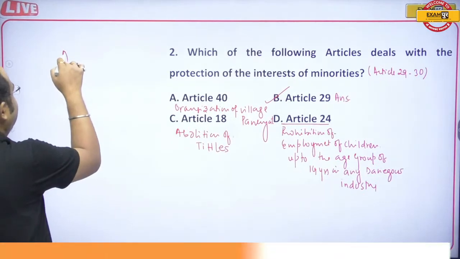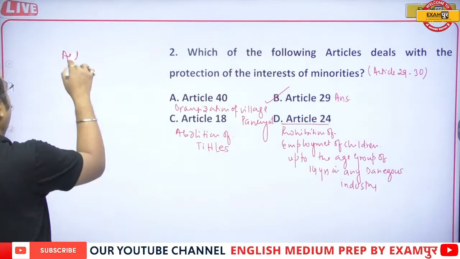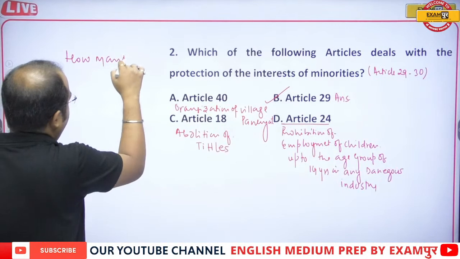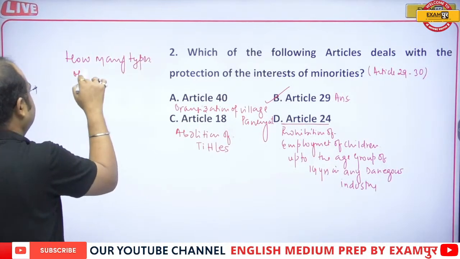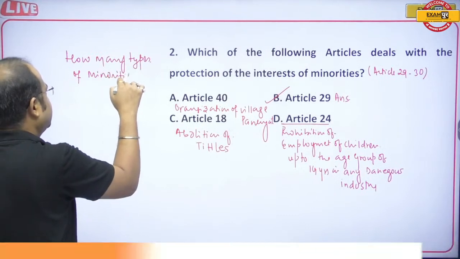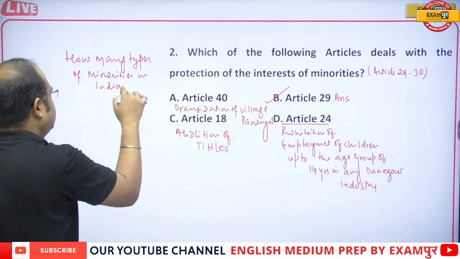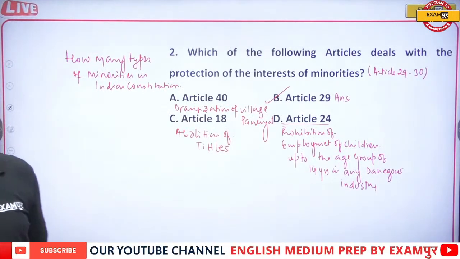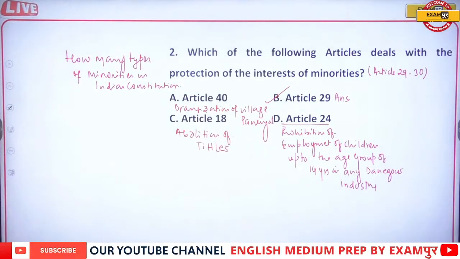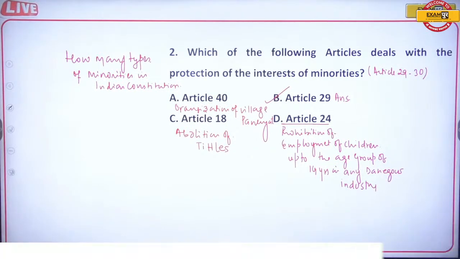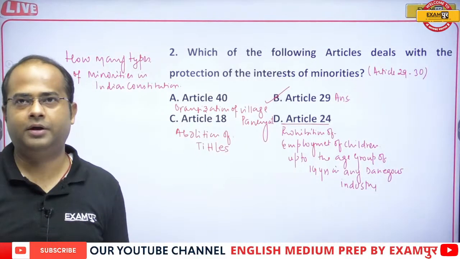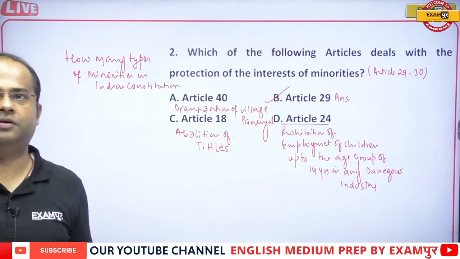See, Article 29 says protection of the interest of minorities. What type of minorities, or how many types of minorities are mentioned in the Indian Constitution? First of all, we will discuss this, then we will come to the question of Chandharu, explain Article 18. How many types of minorities are mentioned in the Constitution of India, guys? So how many types of minorities does the Constitution of India define?